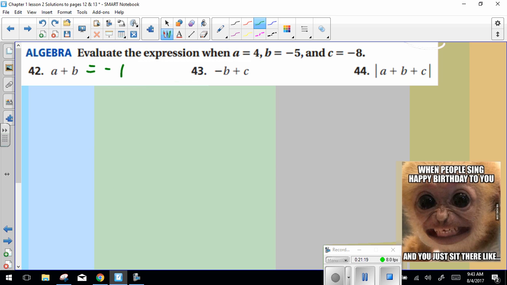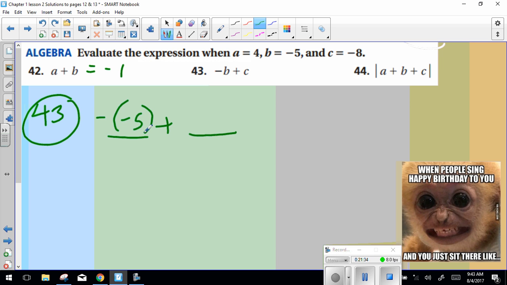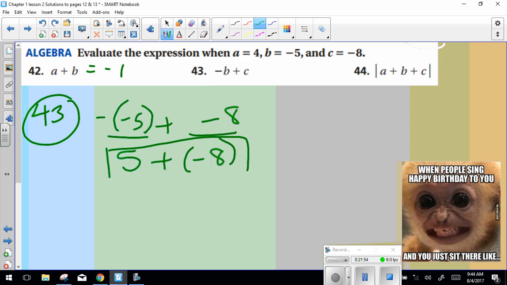Okay, for 43, we have negative B plus C. So if we take a look at B, it's already negative. So we're going to just write it this way. That's B plus C. So what happens in here is it's telling you to take the opposite of negative 5. So what is the opposite of negative 5? So this becomes 5 plus negative 8. Okay, so this is what we're solving right here.